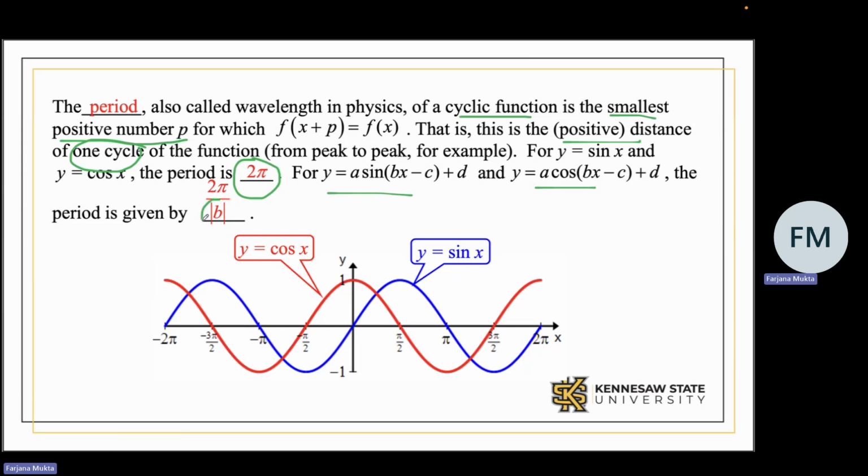What is b again? The b is the horizontal shrink or stretch, the constant we are multiplying inside our function. All right. Once again, to calculate the period, we divide 2 pi by the absolute value of b. All right. Let's move forward.